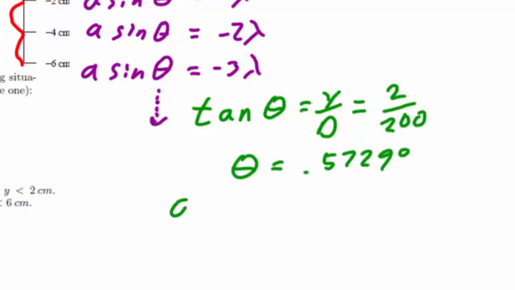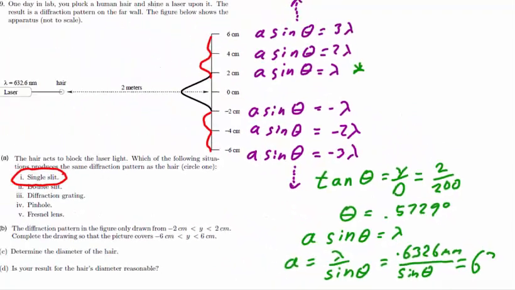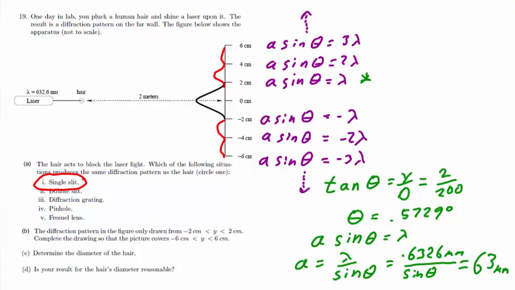We then use the equation that describes this feature, a sine theta equals lambda, and recognize that the only unknown here is a, yielding a result of 63 microns. In part D, we're asked whether this is a reasonable value for a human hair, and since we know that human hairs range from roughly 50 to 100 microns in diameter, we conclude that the value of 63 microns is in fact quite reasonable.